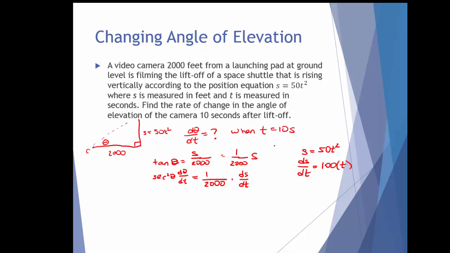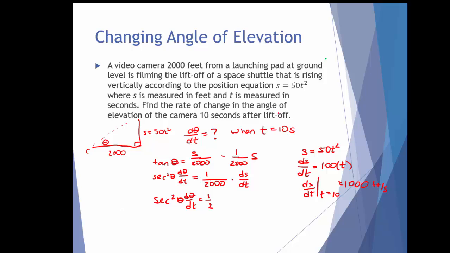So that gives me the change in s with respect to the change in time for all times. Well, now that we've taken the derivative, we are specifically looking for this change at a time of 10 seconds. So ds/dt, evaluated at t equals 10, should be 100 times 10, which is 1,000. And there is a label on that. It should be feet per second. So we know that we have the secant squared of theta, I'll come back for that one in a moment, times d theta/dt equals 1 over 2,000 times 1,000, also known as 1/2. So we've actually cleaned this up quite a bit. We managed to get a replacement for ds/dt.